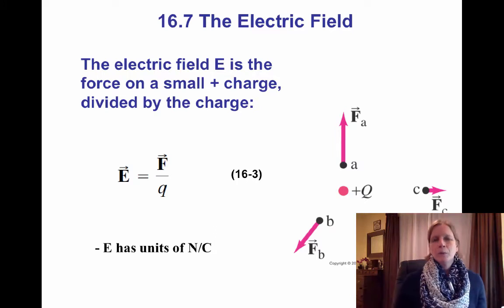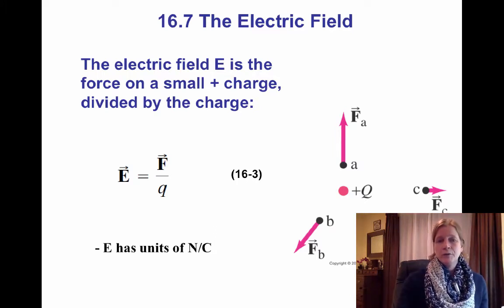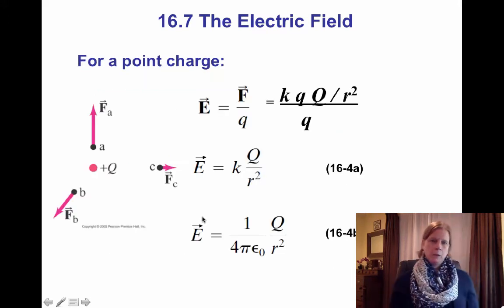So you can see one way of representing electric field is it has units of Newton per Coulomb, because our units of force are Newtons, and our units for charge are Coulombs. So our electric field has units of Newtons per Coulomb. All right, now let's take it a little bit farther.